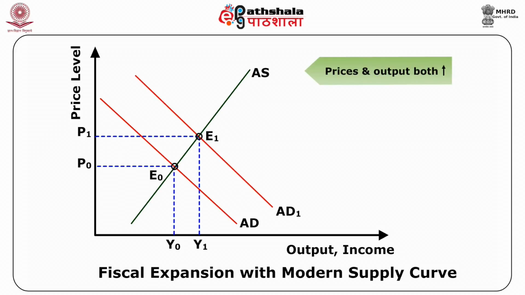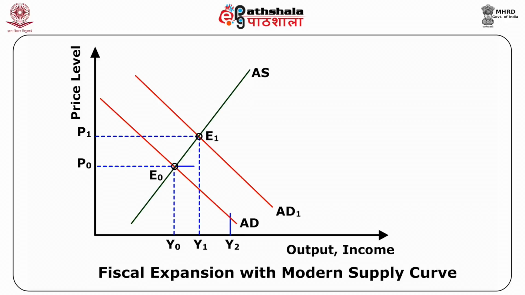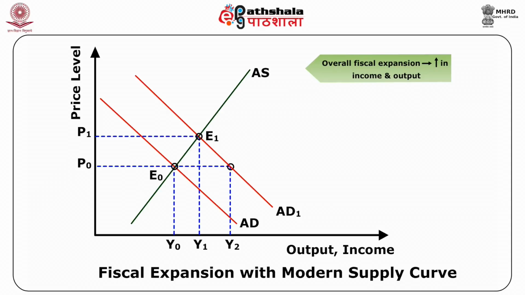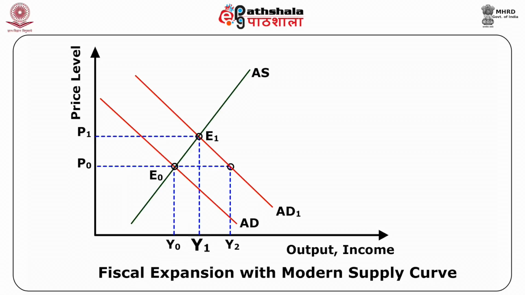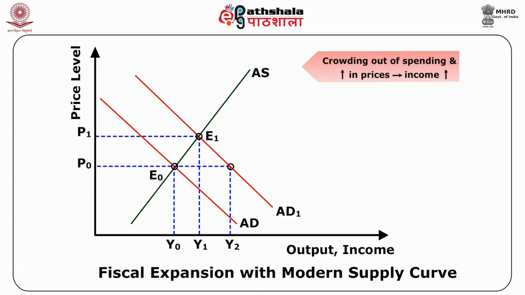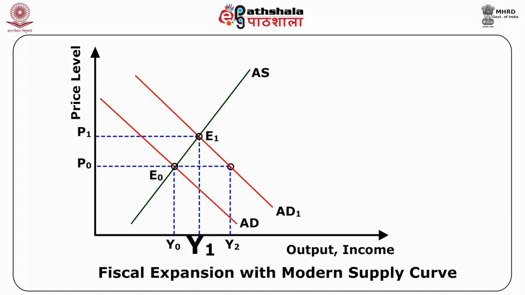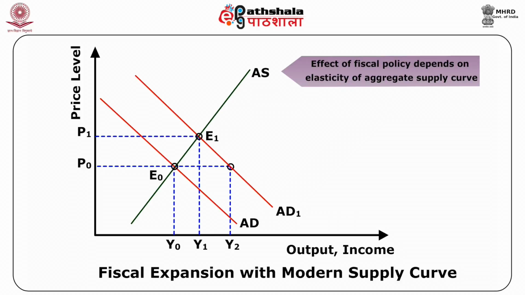As a result, prices and output both increase from P0 to P1. The increase in price and interest rate crowds out some spending from Y2 to Y1. But overall, a fiscal expansion leads to a rise in income and output from Y0 to Y1. Due to crowding out of spending and the increase in prices, income rises from Y0 to only Y1. This is shown in the given figure. Thus, our analysis shows that the effect of fiscal policy also depends on the elasticity of the aggregate supply curve.